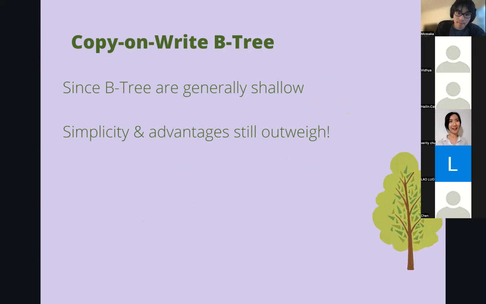However, since B trees are generally shallow, if you recall from our first time talking about B trees, we emphasized that although in our demonstration these B tree nodes have only five different slots for you to put your values in, the real B trees being used are generally quite shallow with pretty fat nodes. So because B trees being used are normally shallow, the copy on write B tree's simplicity and advantages still outweigh the downsides.